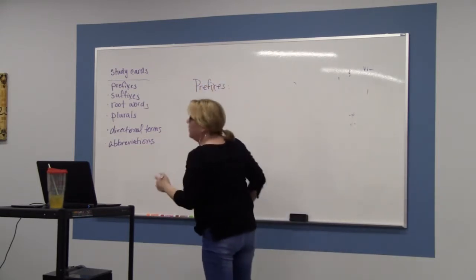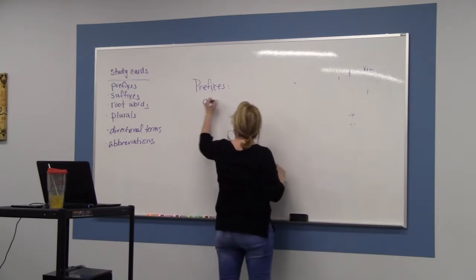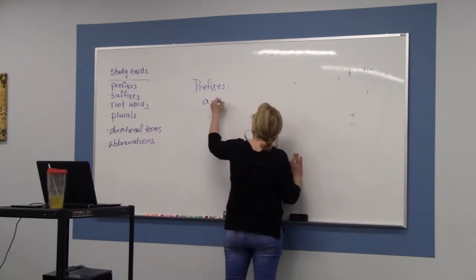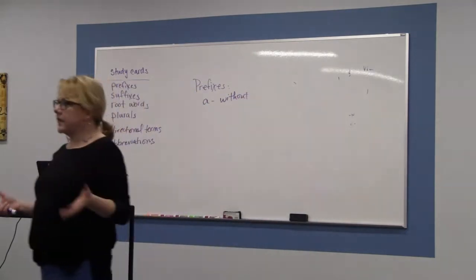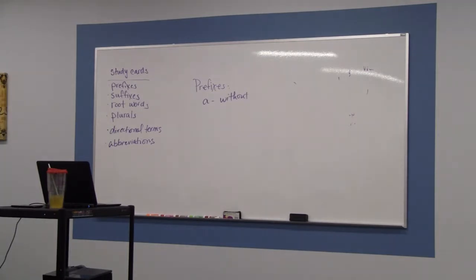Let's see, so some common ones, a means without. So if I have anorexia, what's the deal with me? What am I not doing? Not eating, probably, right? Okay, so ia means condition, right? Not so is like for eating or consuming. A means without, so I've got the condition of being without eating.